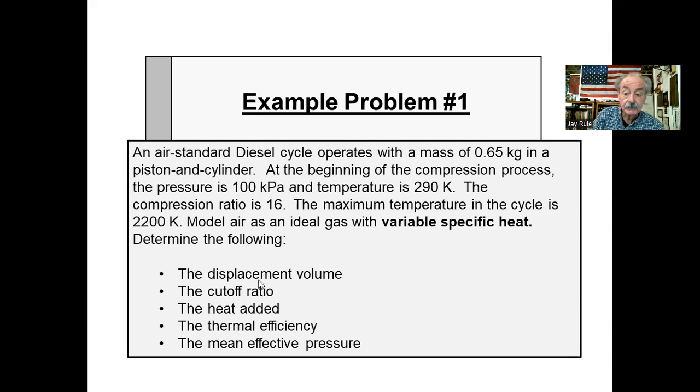Now we've got a laundry list of things we need to find. The displacement volume, the cutoff ratio, the heat added, the thermal efficiency of the cycle, and finally, the mean effective pressure. So we have a laundry list of things to find. This is typical of a homework problem, and it's also typical of bits and pieces of a test problem. So be very aware that in a test situation, you will not have time to do this entire analysis. You will be asked for bits and pieces of this analysis. So you've got to be able to go through the whole thing so you're prepared for a test.